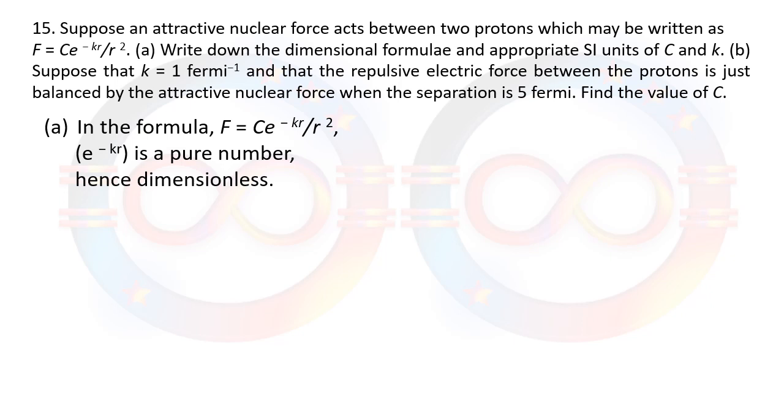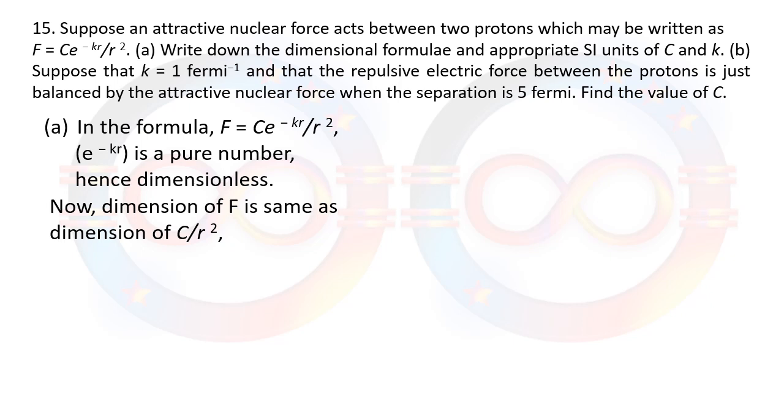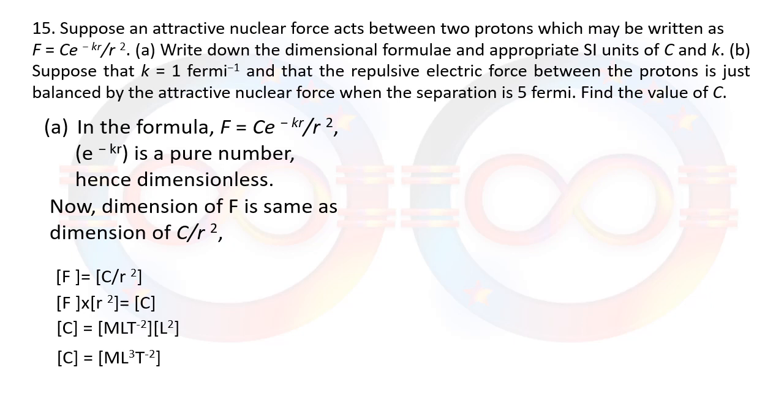It means the dimensional formula of F is equal to the dimensional formula of C upon r square. If we compare these two, we can write the dimensional formula of C is force into r square. Force dimensional formula is MLT minus 2. The dimensional formula of distance is L, so it will be L square. Total dimensional formula is ML3T minus 2. SI unit will be Newton meter square.